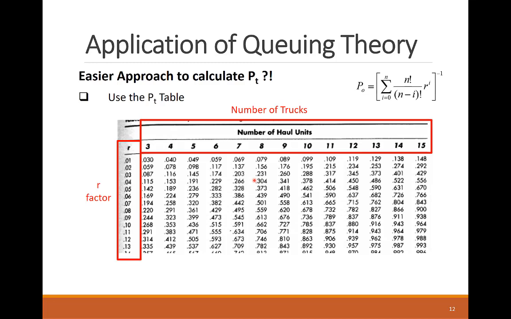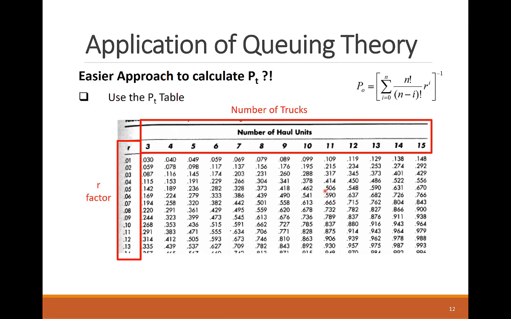There is another quicker way to calculate PT to avoid using the ugly formula of PO. We can use the PT table, which is organized by the N values in the column header and the R values in the rows headers.